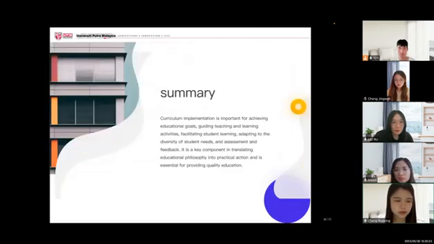Next one. Curriculum implementation is important for achieving educational goals, guiding teaching and learning activities, facilitating student learning, adapting to the diversity of student needs, and assessment and feedback. It is a key component in translating educational ideas into practical action and essential for providing quality education. That's all for the presentation. Thank you for your listening.